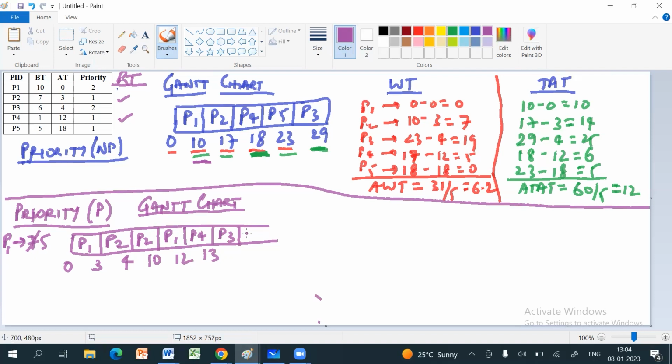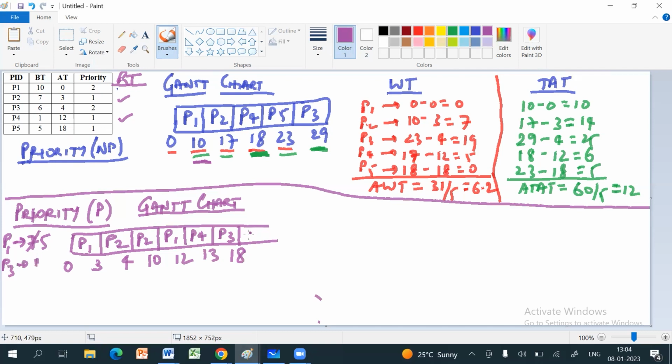And P3 will start to execute. It was supposed to continue till 6 units of time, that is till 19. But then it will be halted at 18 because at time 18, P5 has arrived. So P5 has a better priority, so P5 will be given a chance, obviously. And P3 has completed 5 units of its burst time from 6. So P3's remaining time is 1.